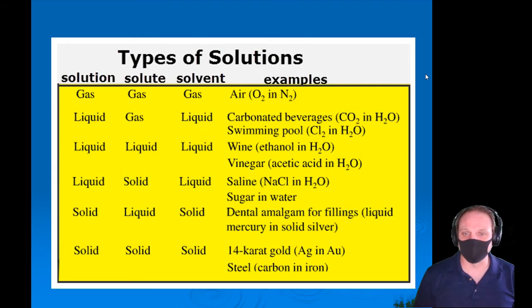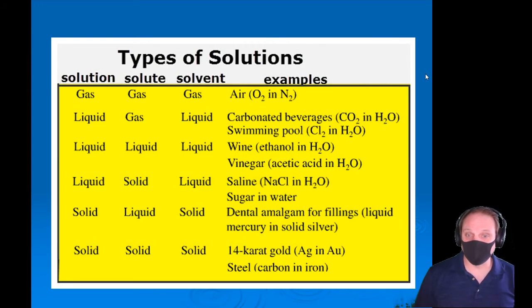If I have a gas mixed in a liquid, a great example of that would be your carbonated beverages, right? Carbon dioxide mixed in water, or chlorine gas in water from the swimming pools. If you have a liquid and liquid mixed together, alcohol is a perfect example of this with water, right? You can have various different proofs of alcohol, different mixtures and concentrations. Vinegar and water would be another example. If you have a solid mixed in with a liquid, the liquid's a solvent and the solid's a solute, like sugar and water or salt and water.